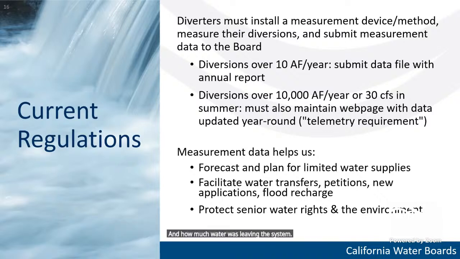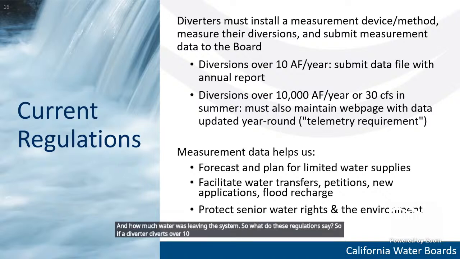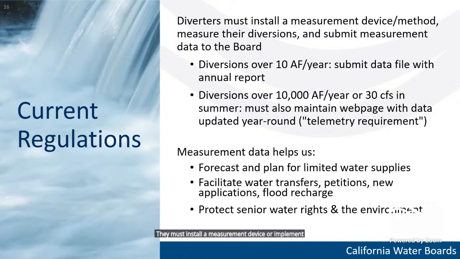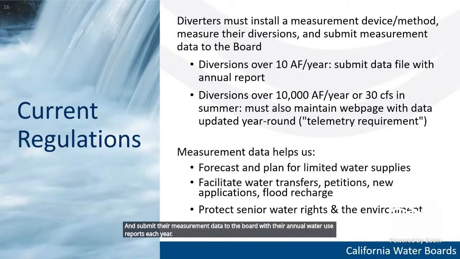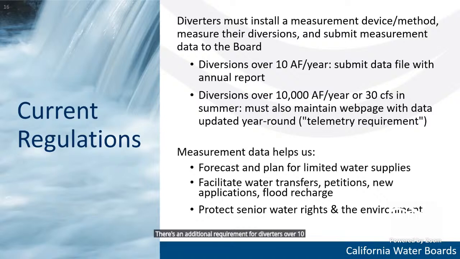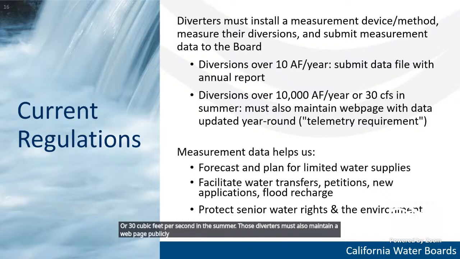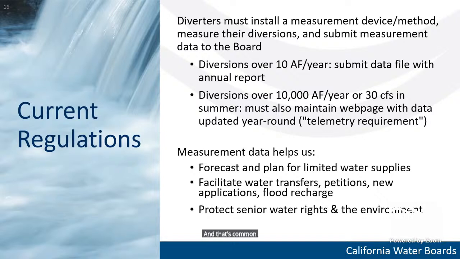So what do these regulations say? If a diverter diverts over 10 acre-feet of water per year, they must install a measurement device or implement a method to measure their diversions and submit their measurement data to the board with their annual water use reports each year. There's an additional requirement for diverters over 10,000 acre-feet per year or 30 cubic feet per second in the summer. Those diverters must also maintain a web page publicly available with data updated year-round, at least on a weekly basis, and that's commonly referred to as the telemetry requirement.